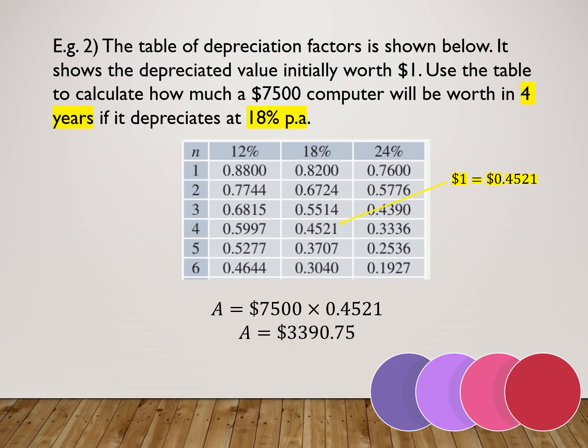So the 4 years at 18%, finding that in the table. So $1 depreciates to 0.4521. So $7,500 will depreciate to $3,390.75.